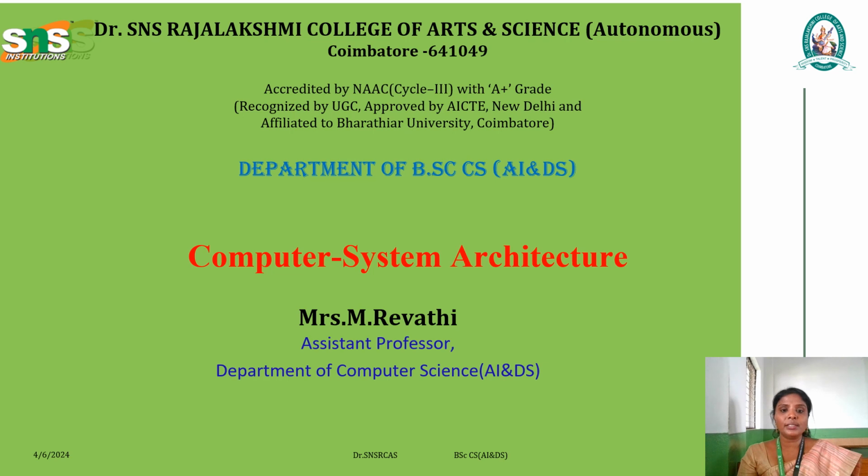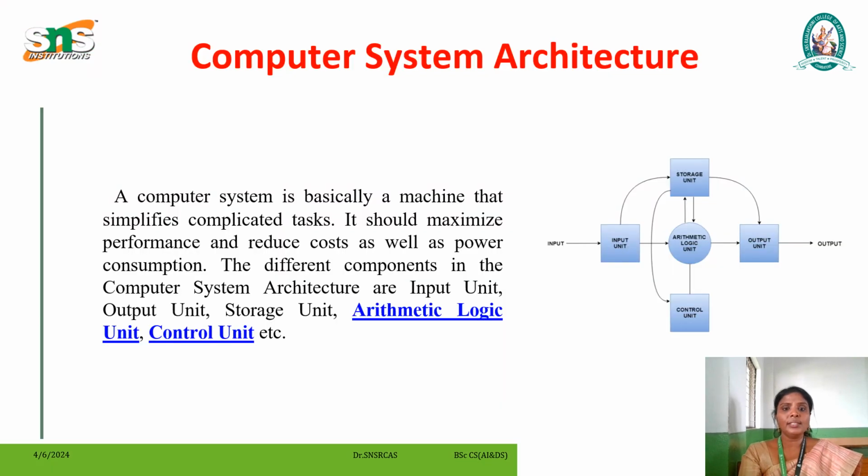So the next video is the computer system architecture. First, what is computer system architecture? Computer system architecture is basically a machine that simplifies complicated tasks. It should maximize performance and reduce cost as well as power consumption. The different components in a computer system architecture are input unit, output unit, storage unit, arithmetic logic unit and control unit. A diagram that shows the flow of data between the units is as follows.